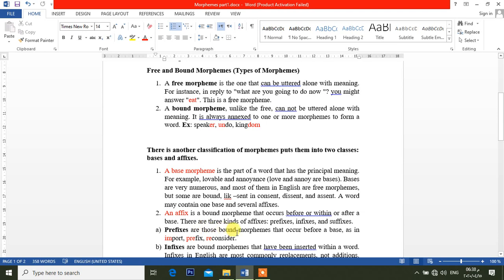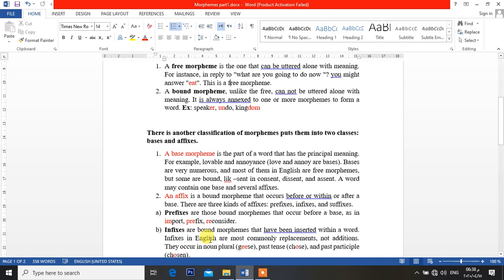Prefixes are bound morphemes that occur before a base, as in those three words. Import: im is a prefix, a bound morpheme and a kind of affix. Prefix here, pre, is a bound morpheme, and it is regarded as a prefix. Reconsider, also the re here is a prefix because it comes at the beginning of a word. This is prefixes.